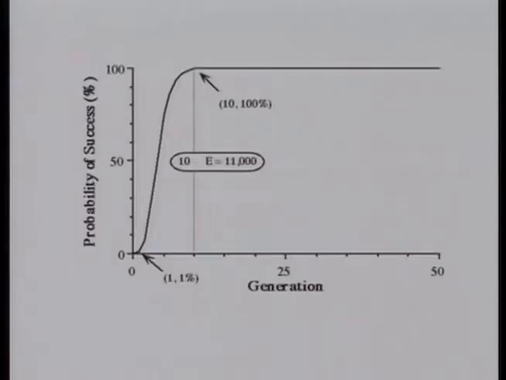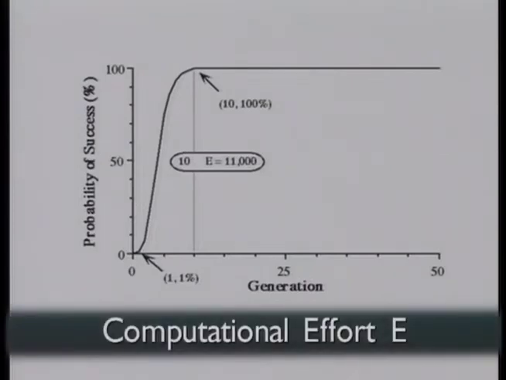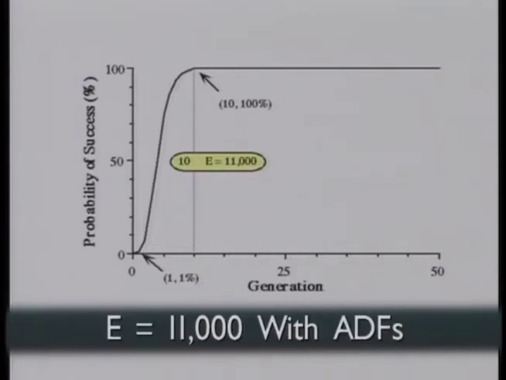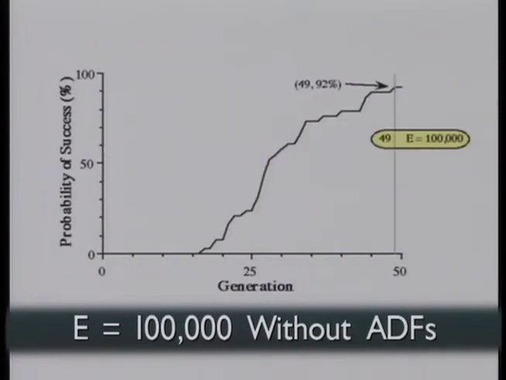One way to quantify the performance of a particular series of runs of a probabilistic algorithm is to measure the number of fitness evaluations required to solve the problem with 99% probability by each generation. The minimum point is the just sufficient number of fitness evaluations and is called the computational effort. The computational effort is 11,000 with automatically defined functions versus 100,000 without automatically defined functions.